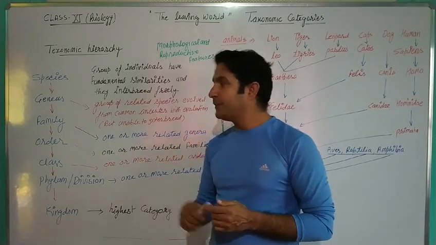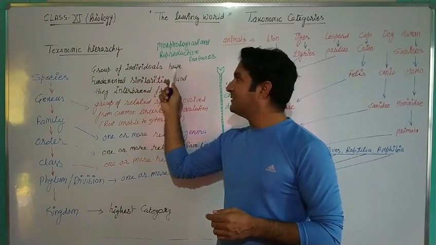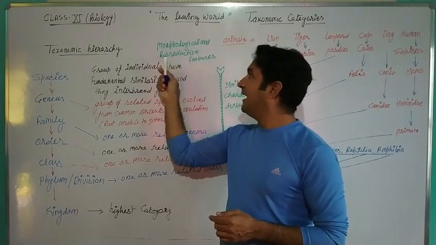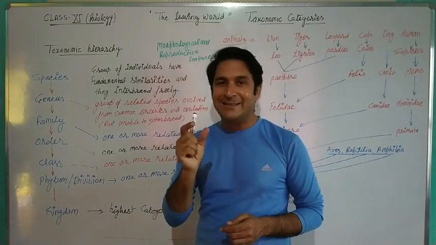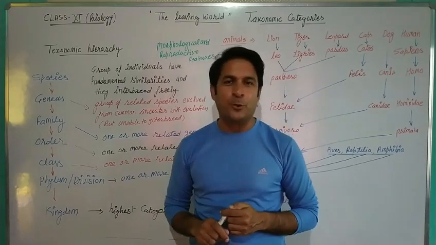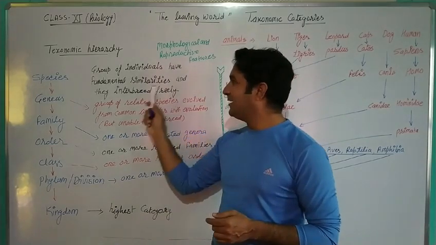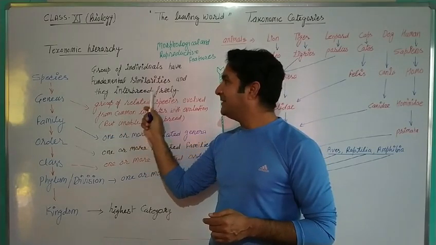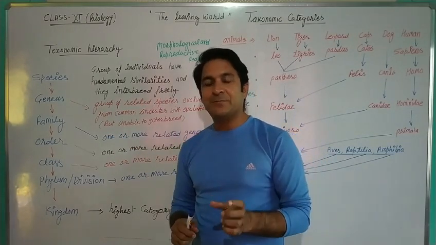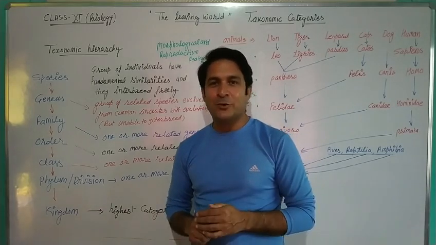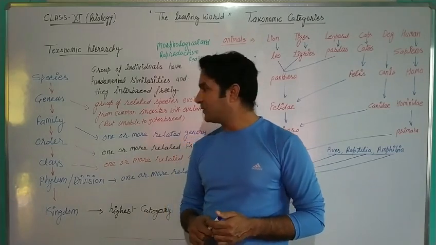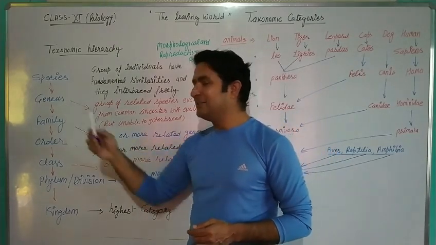Got it now? A group of individuals having fundamental similarities, like morphological and reproductive features, is called a species. One more thing is very important here: they should be able to interbreed freely. So these come under species. Got it now? Okay, now we will discuss genus.